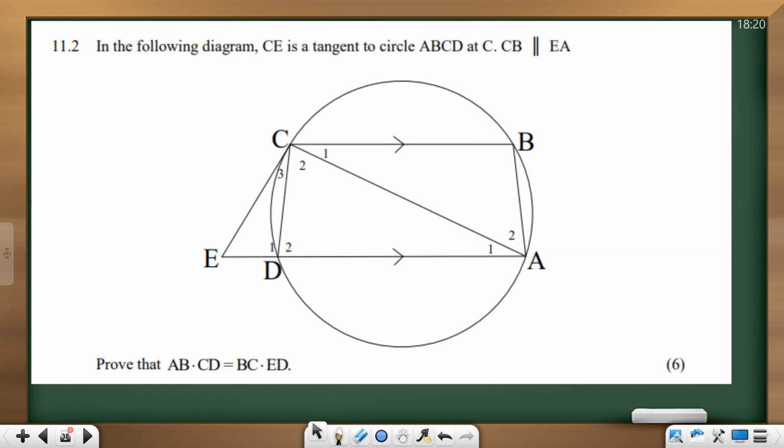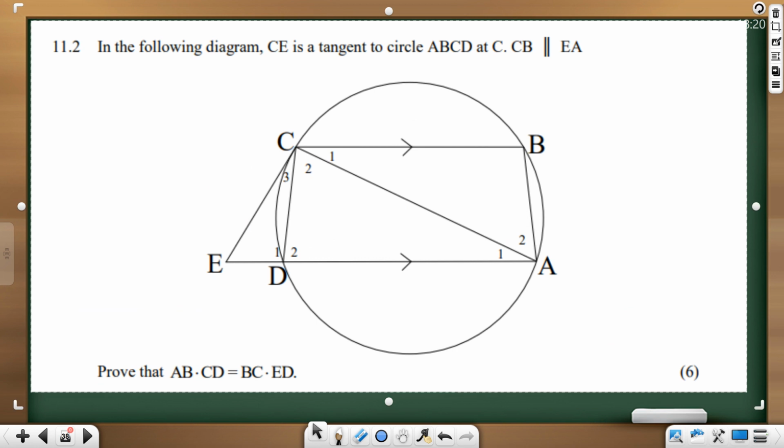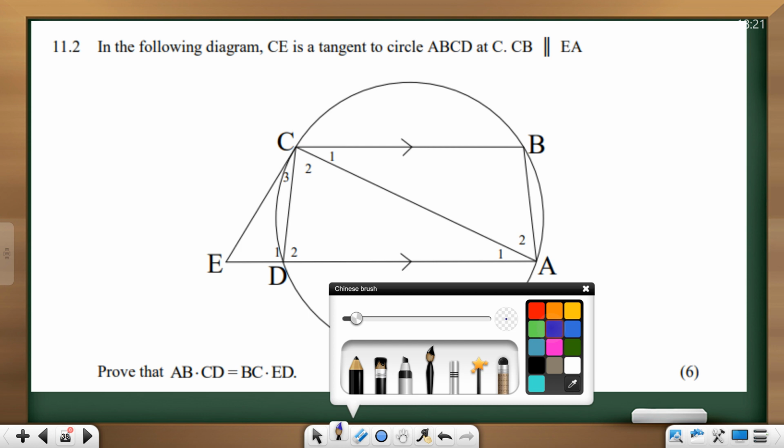Okay, let me show you what I would do in a question like this because of time. In the following diagram, CE is a tangent to the circle ABCD at C. CB is parallel to EA. Prove that AB multiplied by CD. Look, when I see this, can I quickly tell you what I'm going to do? This is what I'm going to think about and how I'm going to do it. I'm going to start from the answer.